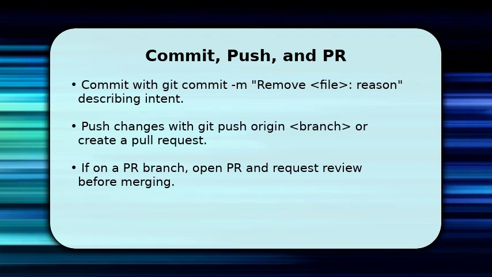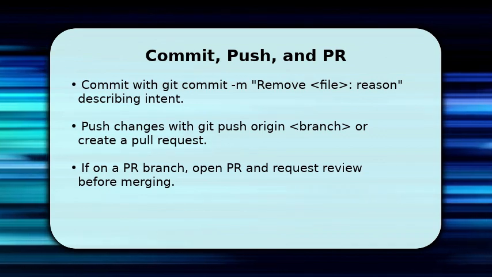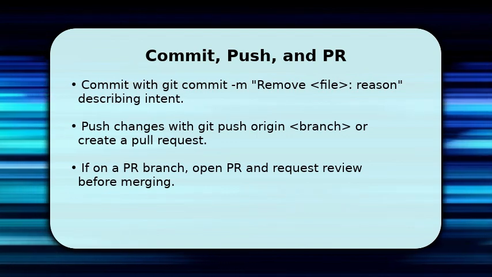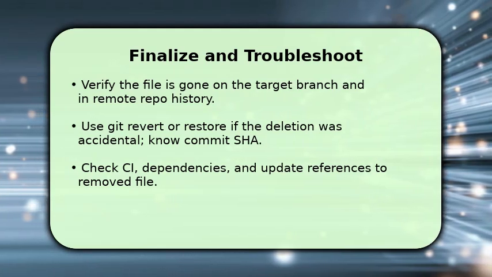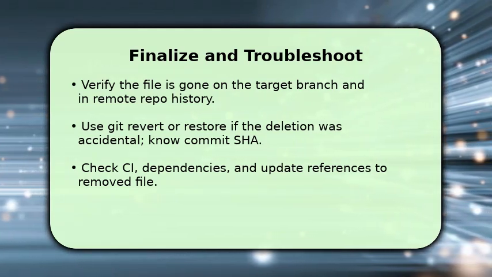If you pushed a feature or fix branch, open a pull request so others can review the deletion and related impacts. Once reviewers approve, merge the PR into the target branch. This preserves history and ensures CI checks run. Make sure to delete the remote branch if it's no longer needed. Finish by confirming the file is removed on the main branch, and that builds pass.